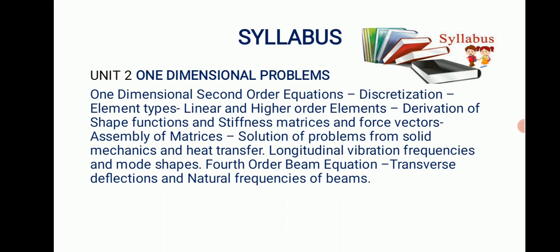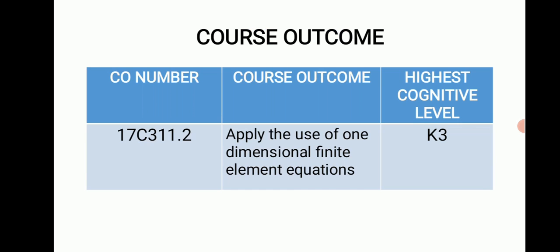of beams. The course outcome of Unit 2 is, after successful completion of Unit 2, the students will be able to apply one-dimensional finite element equations. And the highest cognitive level given for this Unit 2 is K3 level, that is applying level.